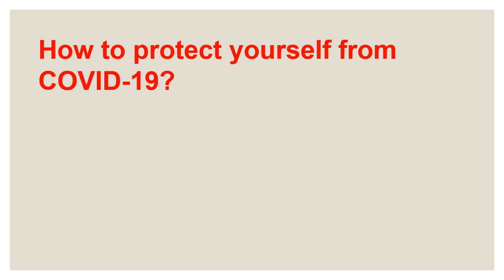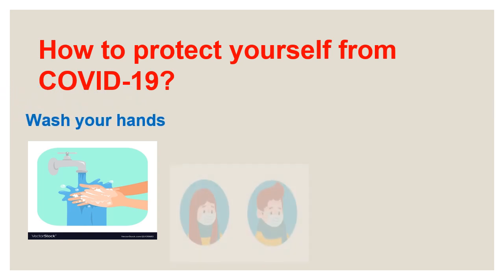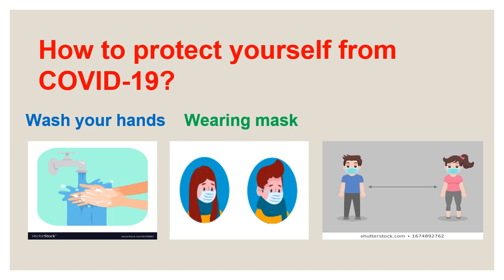So, we have some advice on how to protect ourselves from COVID-19. First, wash your hands regularly or always. Second, always wear a mask. A mask is important for protecting ourselves from this virus. The third one is social distancing. We have to keep some distance from other people to be protected from the spread of this.